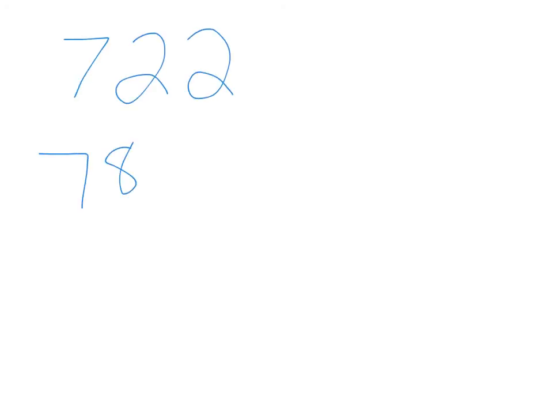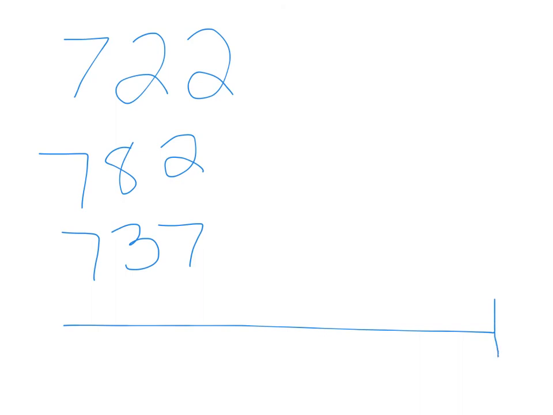Okay, now I'm going to give you 3 numbers. The 3 numbers I'm going to give you are 722, 782, and 737. And I want you to plot these numbers on a number line. So the first thing I need to ask myself is which number is the least and is going to go to the left of my number line, which number is the greatest and is going to go to the right of my number line, and then where would the third number fall?